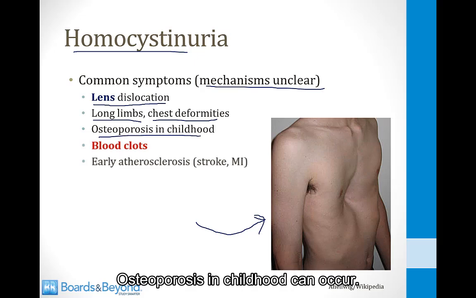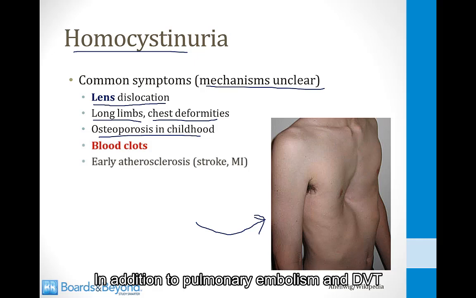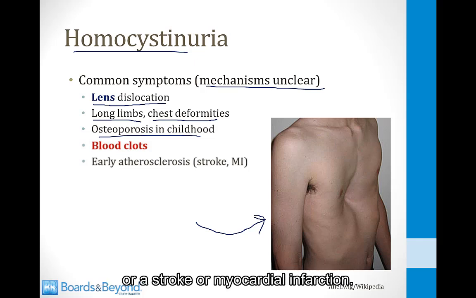Osteoporosis in childhood can occur. And then the major problem with very high levels of homocysteine is blood clots. In addition to pulmonary embolism and DVT, these patients can have early atherosclerosis with stroke and MI, and they often die from a blood clot disorder or a stroke or a myocardial infarction.